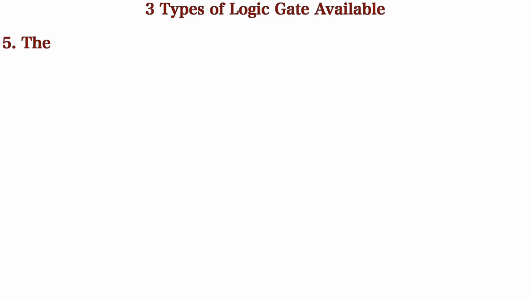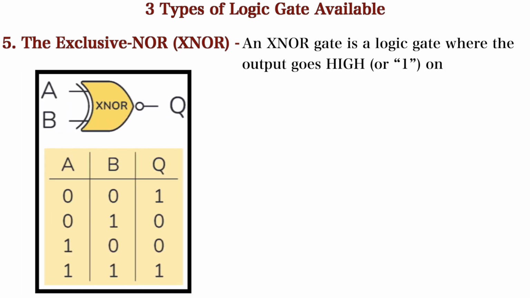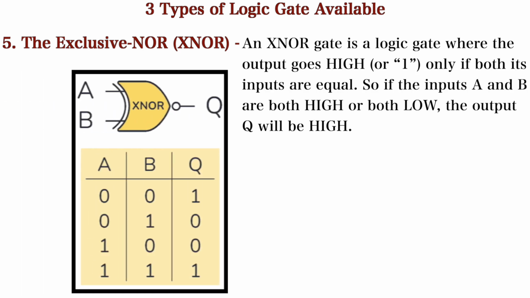Okay, next is the exclusive NOR gate, or XNOR. The XNOR is a logic gate where the output will be high if both the inputs are the same or equal. It is just the inverse of the exclusive OR gate, where the output is high when the inputs are different. In the exclusive NOR gate, if the inputs are the same, then only the output will be high, or 1, and if they are different, then the output will be 0.